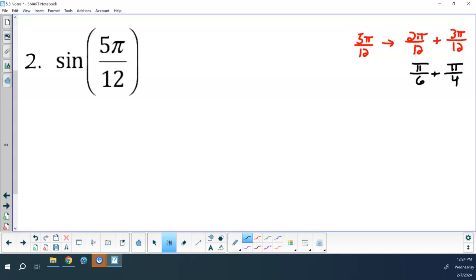3 pi over 4 minus pi over 3. 3 pi over 4 would be 9 pi over 12 minus, we need to get to 4 pi over 12. So that would be 3 pi over 4 minus pi over 3. Is that what you had said? Yep. As long as they're on the unit circle, it works.